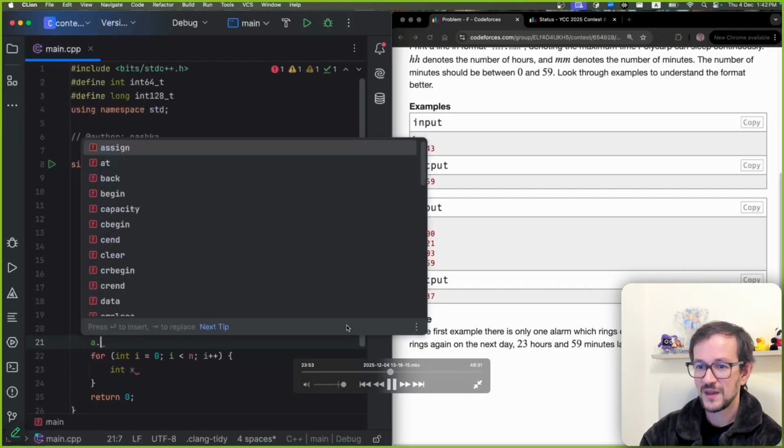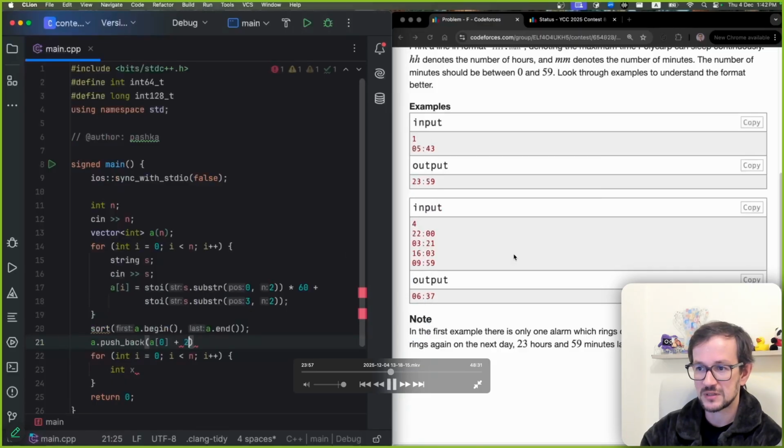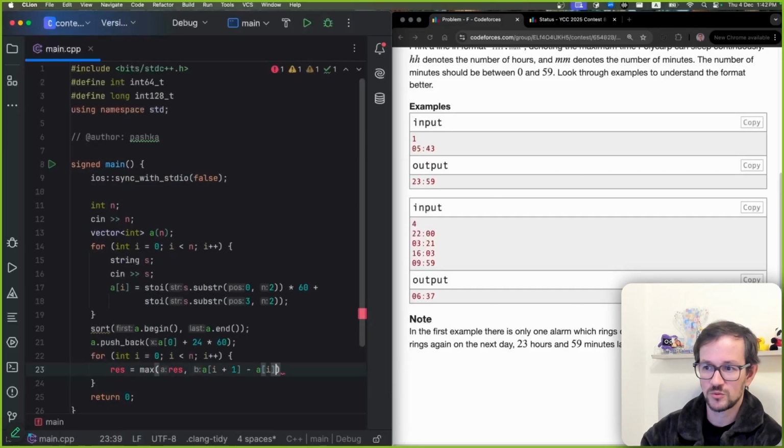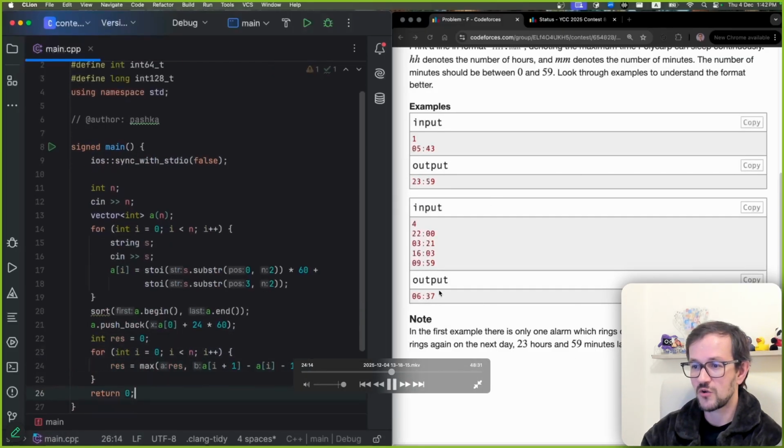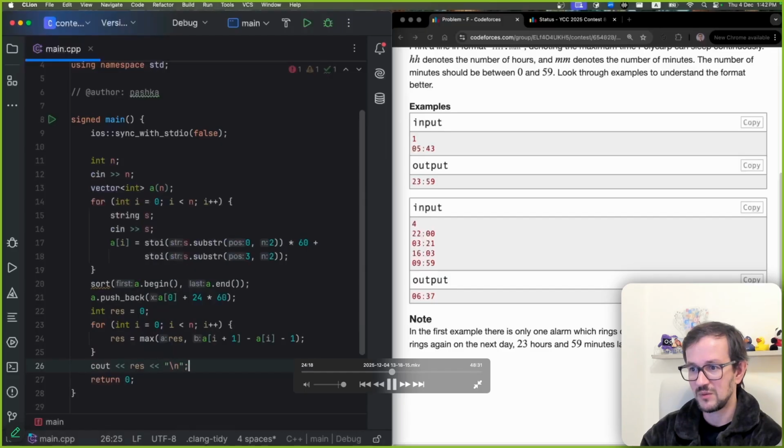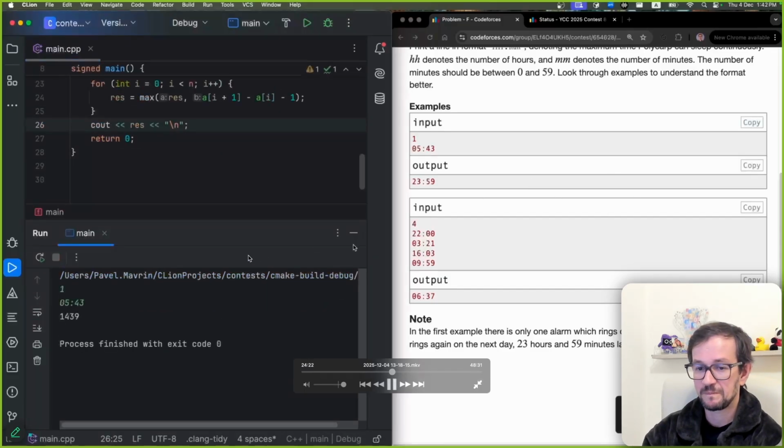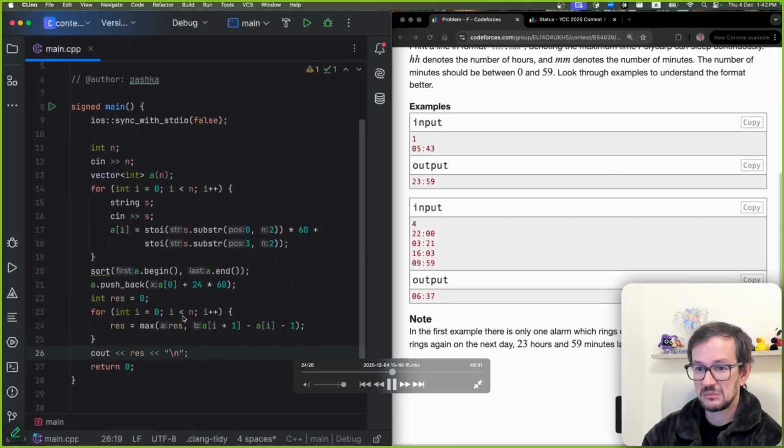So you need to first move from this format to normal numbers, and then in the end you move from these numbers to the same format. So you need to format time in both directions. Okay, that's it. So I do it like this. I put them in an array, sort this array, then put the first value in the end again, so I can do this. Yeah, and then just look at the difference between 2 consecutive numbers.